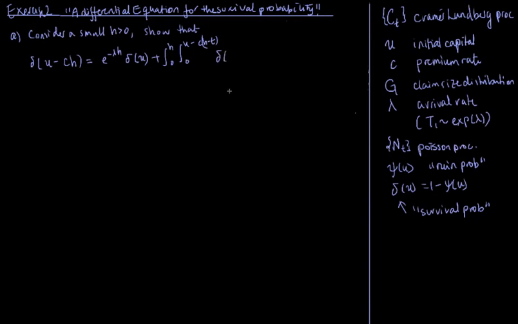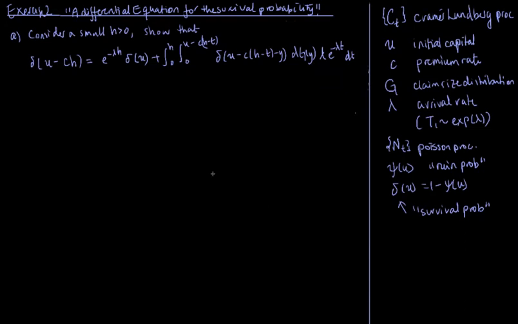Where we integrate over the probability of survival, where the initial capital is u minus ch minus t minus y, and integrate with respect to the distribution of y, and then, as we will note just in a second, the distribution of the first arrival time.